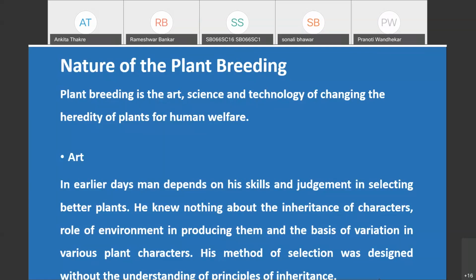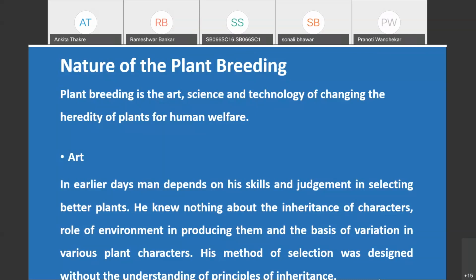In earlier days man depended on his skill and judgment in selecting the better plant. We can say that plant breeding is as old as agriculture. About 10,000 years back agriculture was started, and simultaneously along with agriculture plant breeding was also started. That means the improvement of agricultural crops was also started.